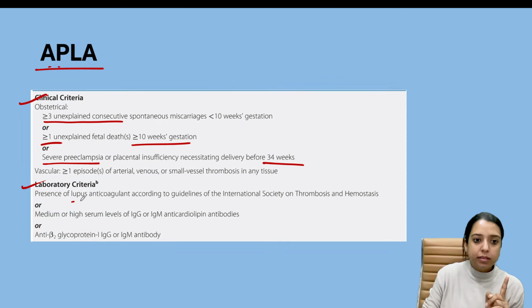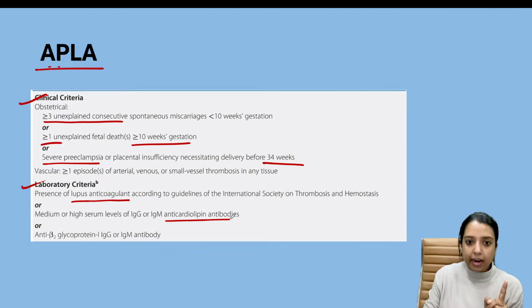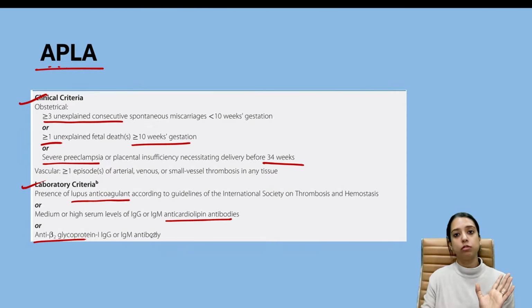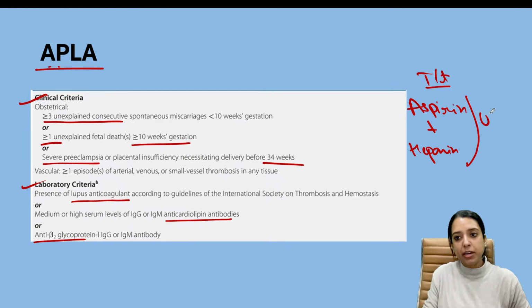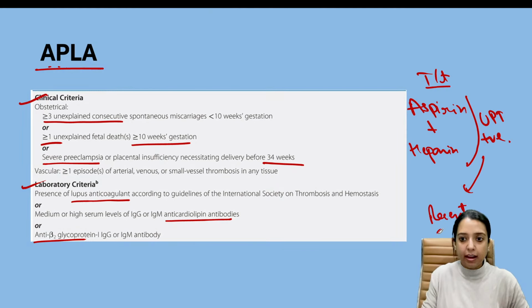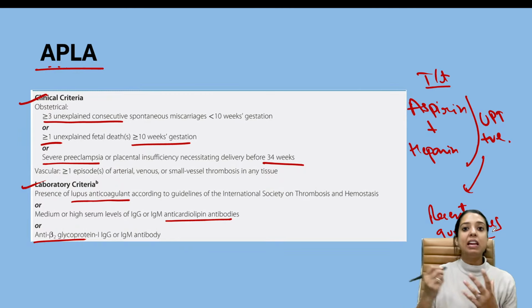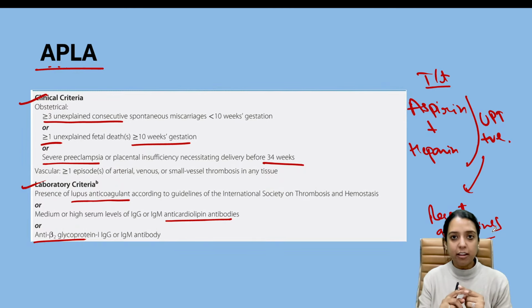Biochemical: either lupus anticoagulant is positive, or anticardiolipin antibodies are positive, or beta-2 glycoprotein positive. Any of these. So if both are present, that is APLA. And the treatment for APLA is, just write down please, aspirin plus heparin, both started as soon as the patient is UPT positive. This is the recent guideline. Whenever I ask the question, people mark when the ultrasound shows pregnancy, when the fetal heart is present. No. Start aspirin, start heparin as soon as the patient is UPT positive. That is the recent guideline for APLA.